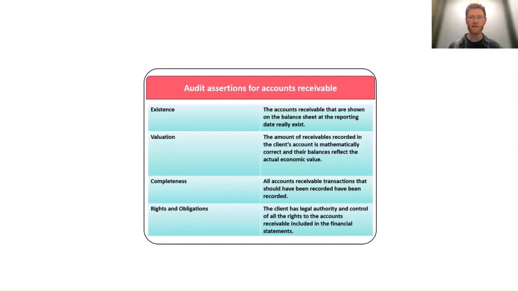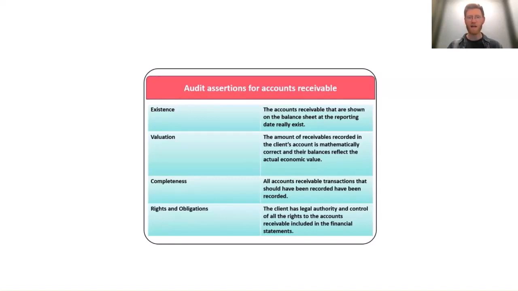We then have the completeness risk. This is usually a lower risk element for most companies. Obviously, every company will have its own risk profile. But for most companies, the completeness risk is on a lower end of the risk spectrum. And here we're concerned whether or not our client is actually recording all of their debtors.